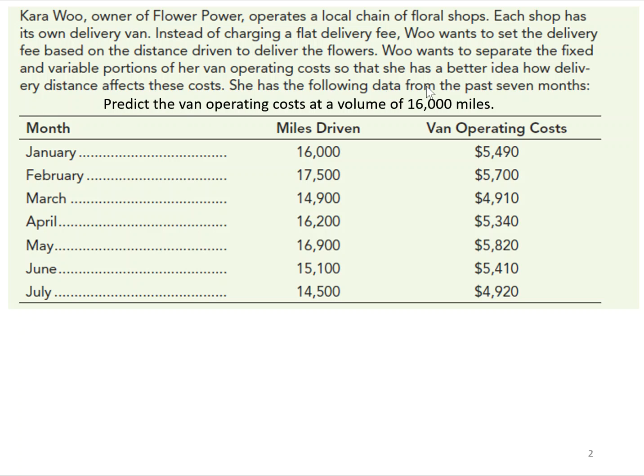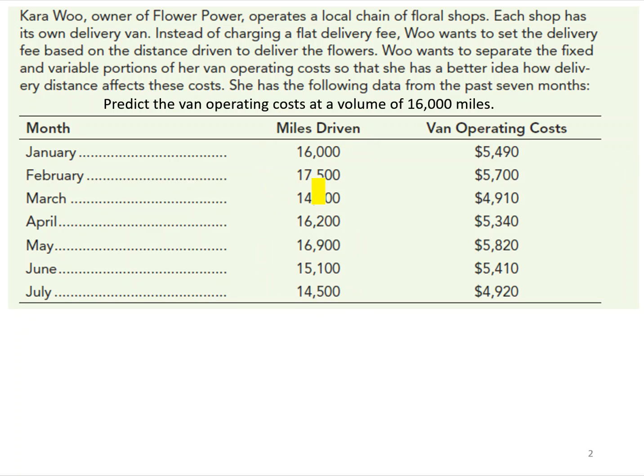She has the following data from the past 7 months and asks us to predict the van's operating costs at a volume of 16,000 miles. Okay, so if we're going to use the high-low method, the first step here is that we need to look at the high level of activity and the low level of activity. So the activity level here will be miles driven. We're not concerned with high and low levels of costs. We're only concerned with activity level.